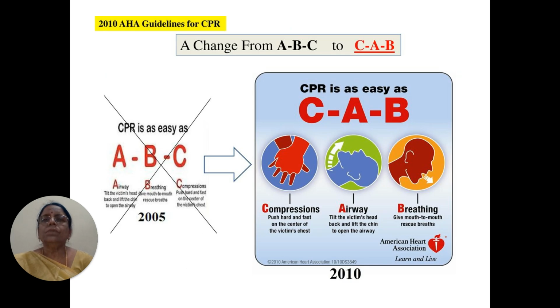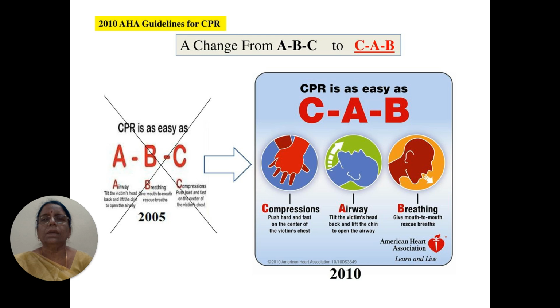Previously it was the ABC pattern, up to 2010. From 2010 onwards it changed from ABC to CAB. Initially it was mainly concentrating on airway, breathing and circulation. Now it is CAB: circulation, airway and breathing.